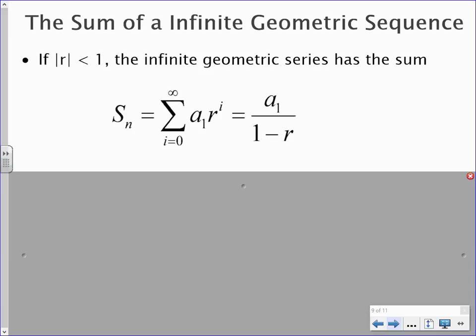Now, I want you to notice something about the formula that I have up here. You will sometimes see a geometric series begin at 0, and you will sometimes see a geometric series begin at 1. It doesn't matter where it starts. When you use the formula, just make sure that this is the first term and this is r. Okay?